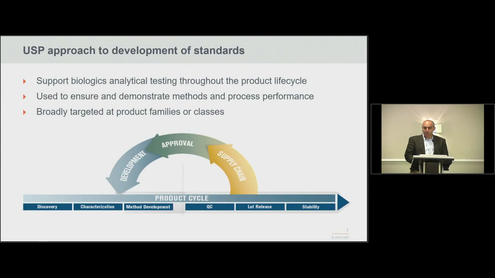And also part of our approach is really to go across the product life cycle. If you look at the classic monographs that I showed, the ones for insulin or filgrastim or heparin, we look at the product while it's on the market. So it's those key attributes to control the product while it's in the market. It's sort of like a QC type of test. But in this area, we're looking across the product life cycle to make sure that we have standards that help support and demonstrate method and process performance, but also can be broadly targeted at product families or classes.